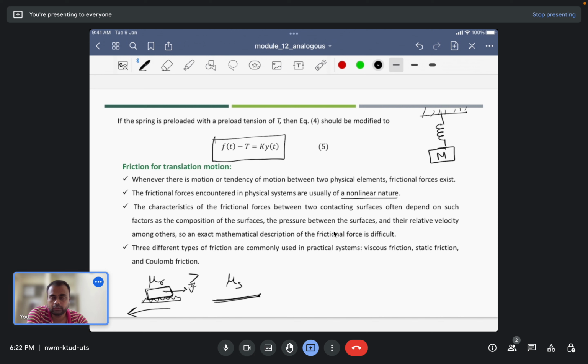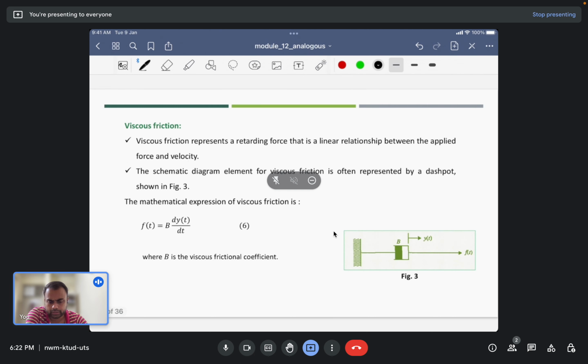Three different types of friction are commonly used in practical systems: viscous friction, static friction, and Coulomb friction. Viscous friction is generally used for liquids, in liquid flowing over a surface. Static friction is the amount of friction that is required to break the state of motion. That is, if a system is at rest and has to move and gain some velocity, it has to overcome that static friction. Let us see about the viscous friction.